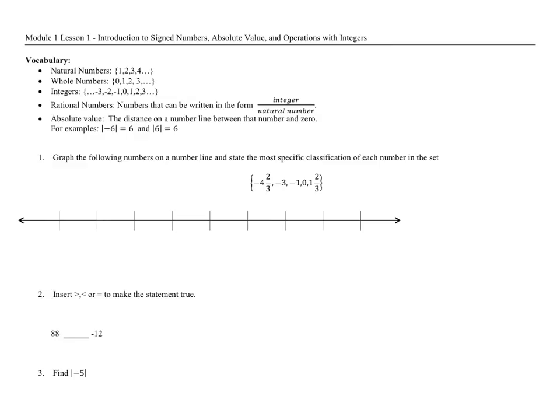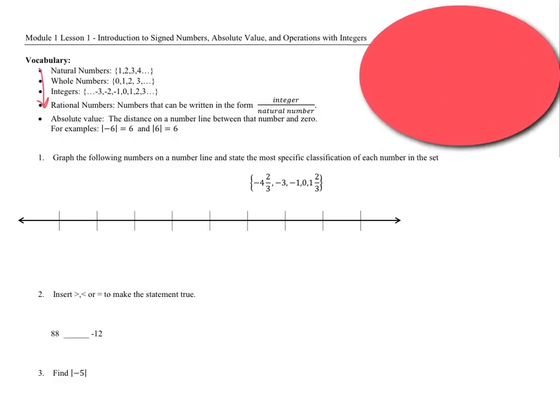Now it's important to note that these sets of numbers are all contained within one another as we move down this list. So what I mean by this, if we start off with the set of rational numbers, so I'll go ahead and label this rational. Within the set of rational numbers, I can fully contain the set of integers. So we'll go ahead and call this set the integers. So what I mean here is that all integers are also classified as rational numbers.